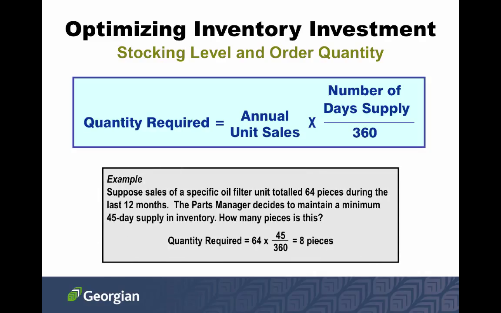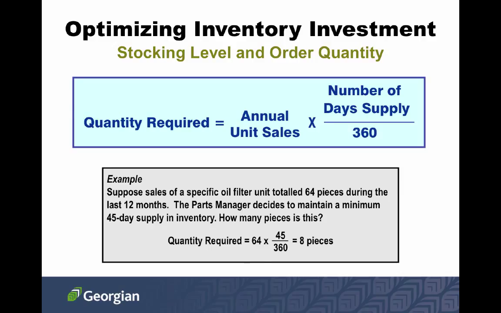Suppose sales of a specific oil filter unit totaled 64 pieces during the last 12 months. The parts manager decides to maintain a minimum of 45 days supply in inventory. How many pieces is this? According to the formula above, 64 pieces is my annual demand, 45 days supply is the quantity I want to keep in inventory, divided by 360, and that equals 8 pieces. Now, this is the best stocking level.